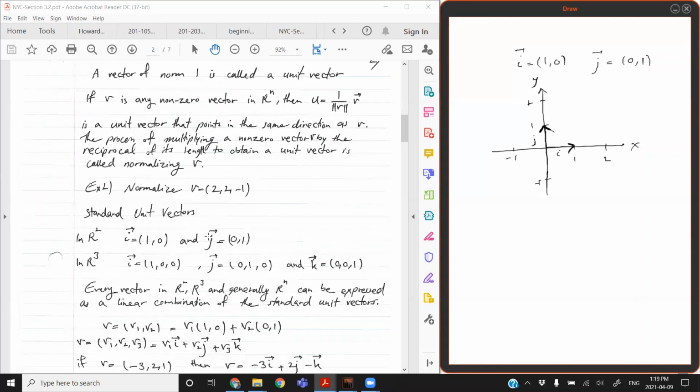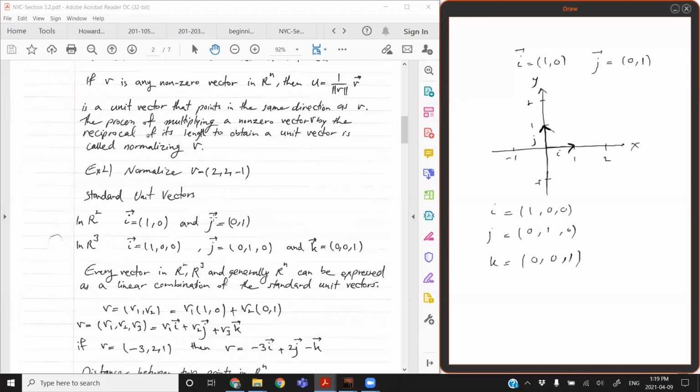In R3, the standard unit vectors are i, j, and k. i is 1, 0, 0. j is 0, 1, 0. And k is 0, 0, 1. So these are very similar to the rows of the identity matrix. Actually, the first row of the identity matrix is i, the second row is j, and the third row is k.